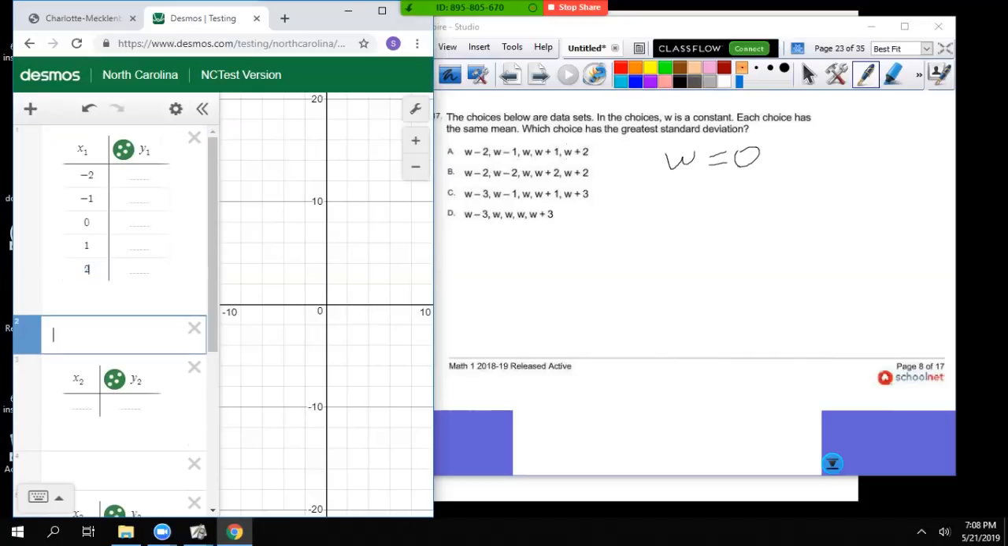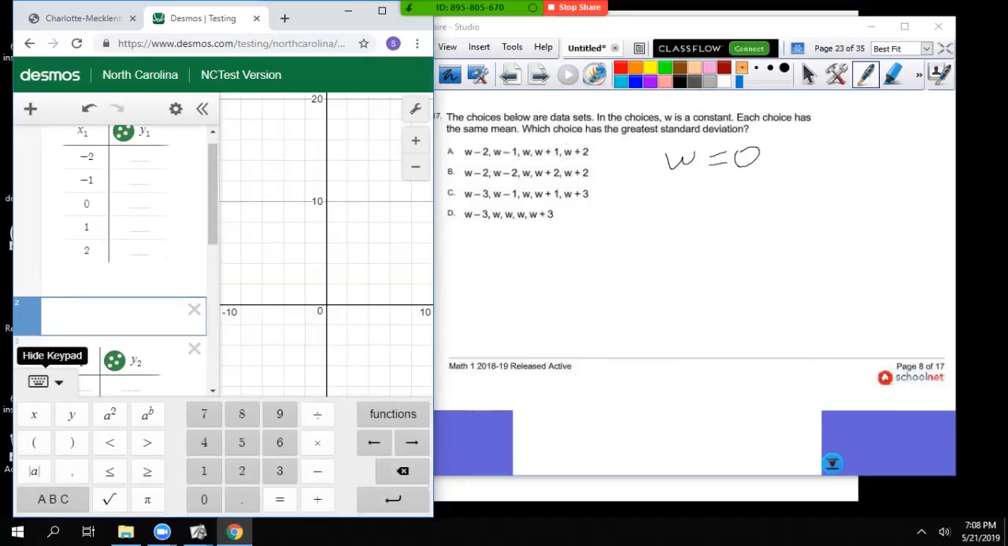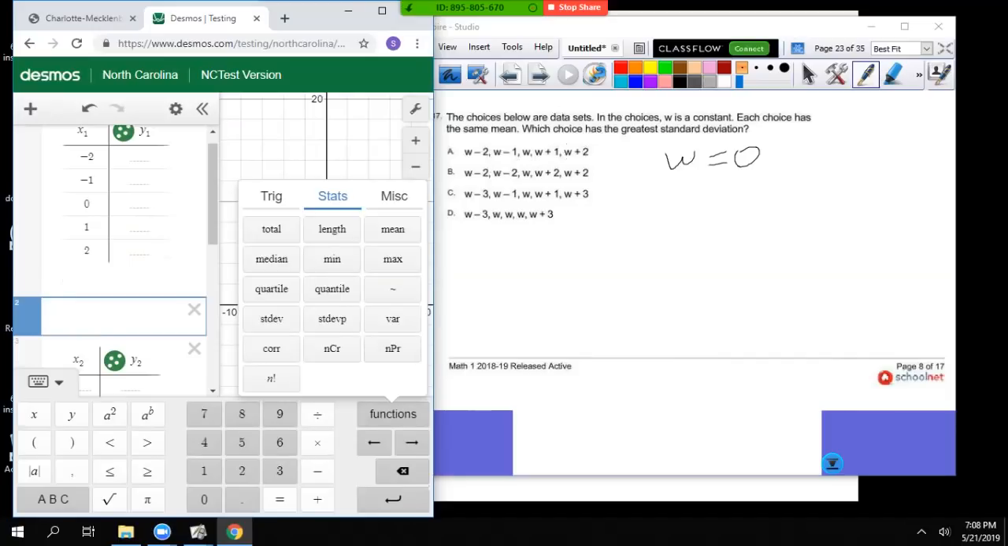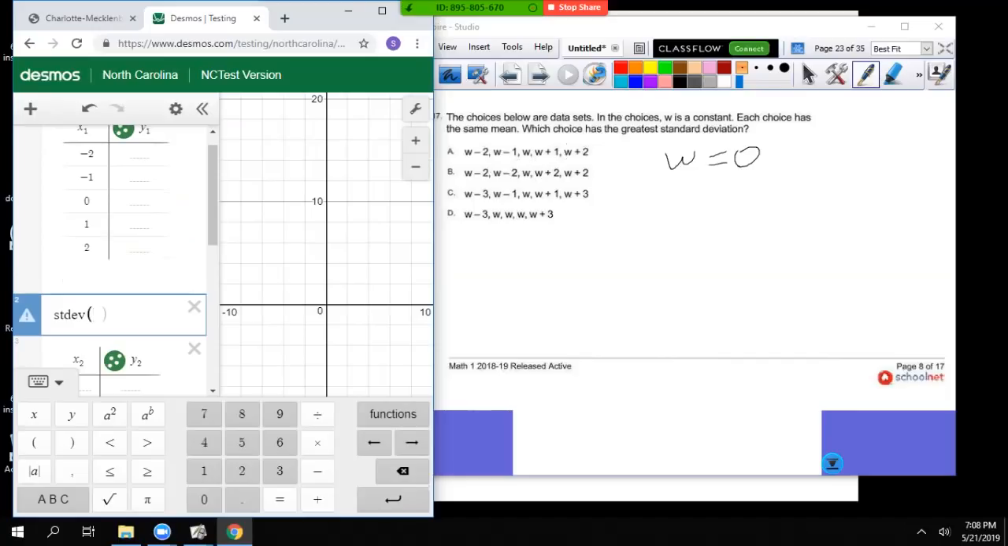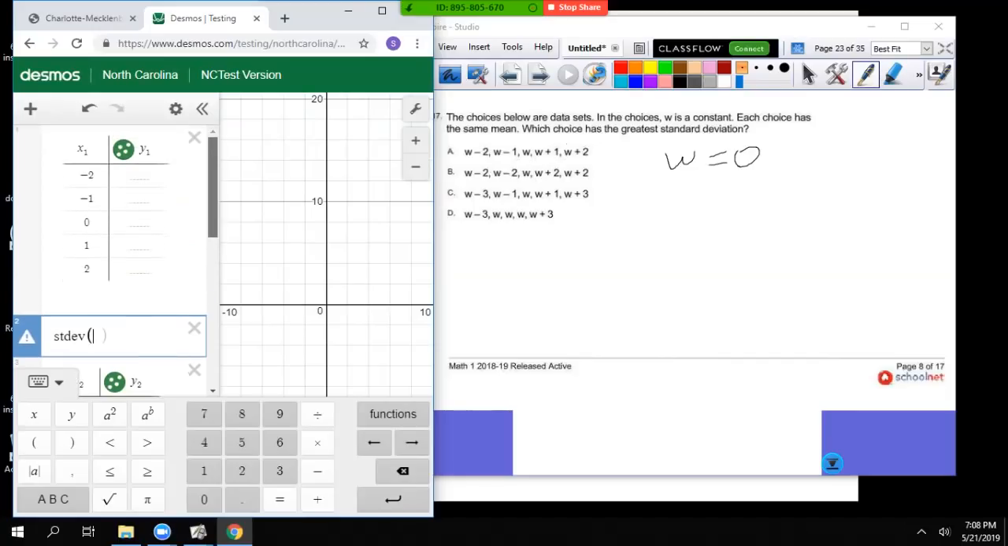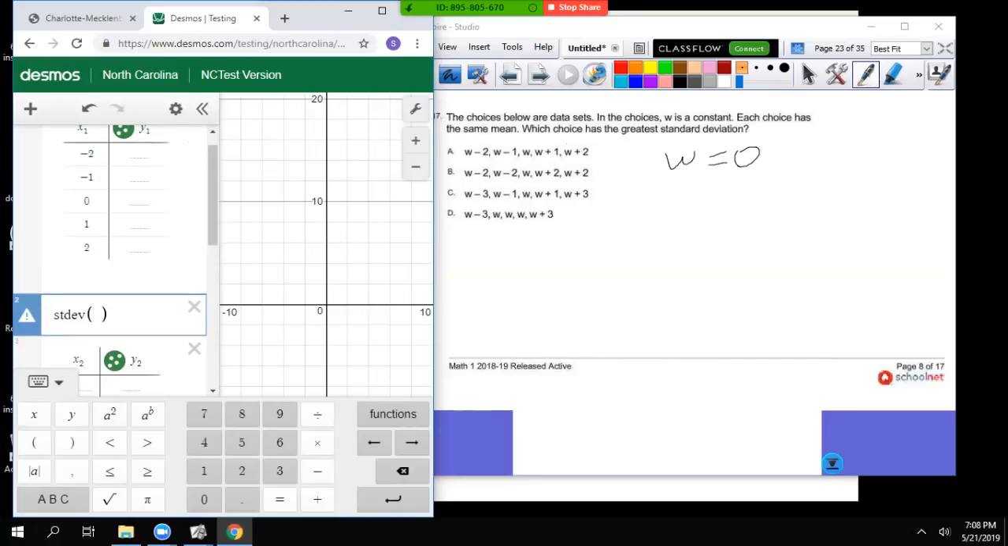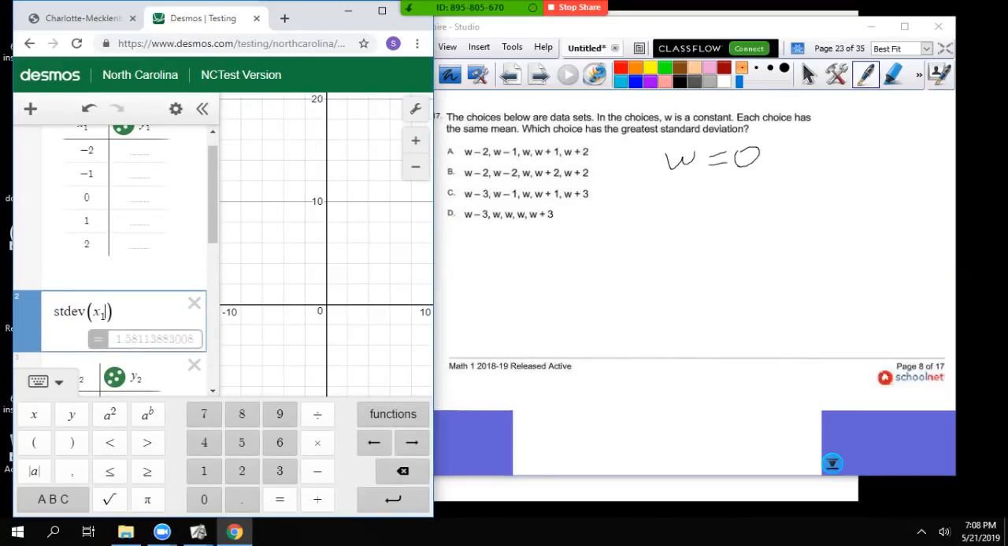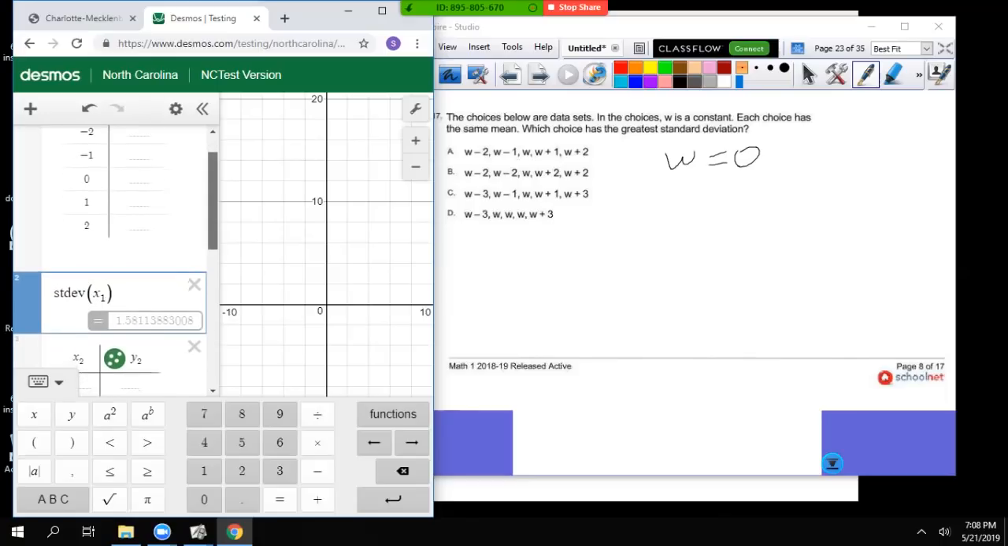Okay, then what we're going to do in the box following it is go ahead and calculate the standard deviation. We can do that by clicking on the keyboard, Functions, Stats, and then STDEV, which is standard deviation. Because for this answer choice, it's in list X1 or X subset 1, I'm going to type in X1, and it'll calculate the standard deviation for that particular list. There it is, 1.58.